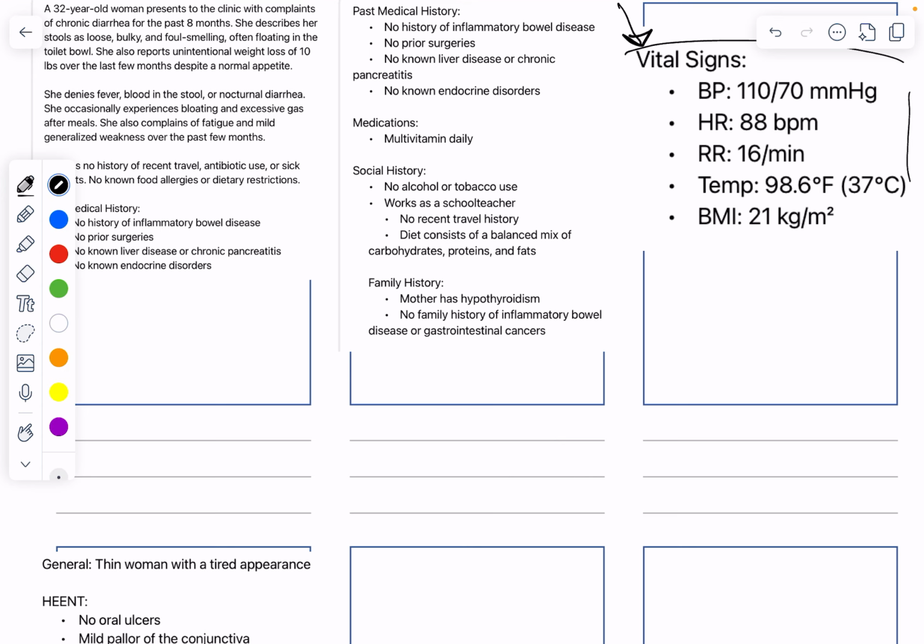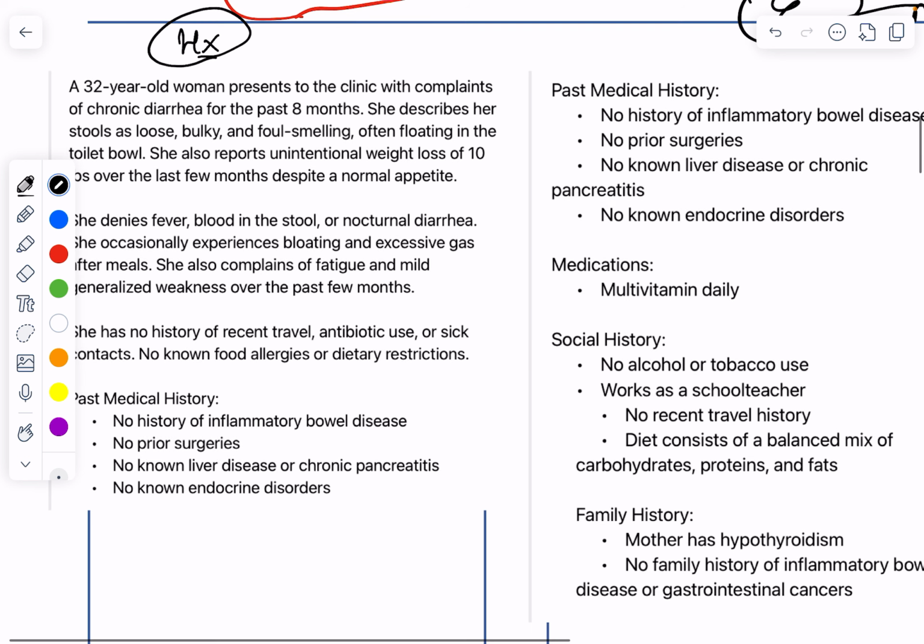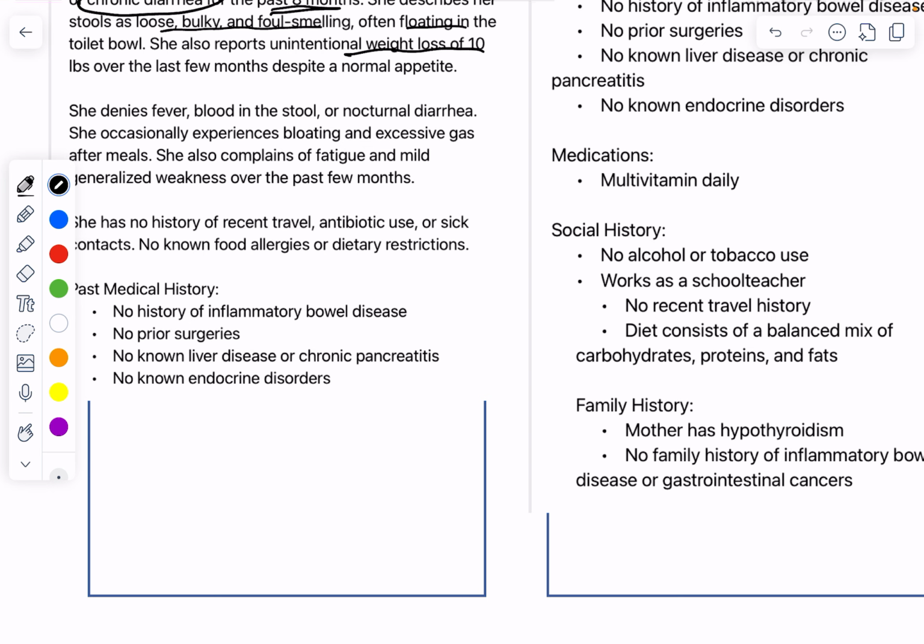So let's take a look at this case and apply. So here we got a 32-year-old woman presenting with a chief complaint of chronic diarrhea. Now, it's been for the past 8 months, so obviously it's chronic, and she describes it as loose, bulky, foul smelling. So this is obviously steatorrhea with weight loss despite normal appetite, a significant weight loss of 10 pounds over the last few months.